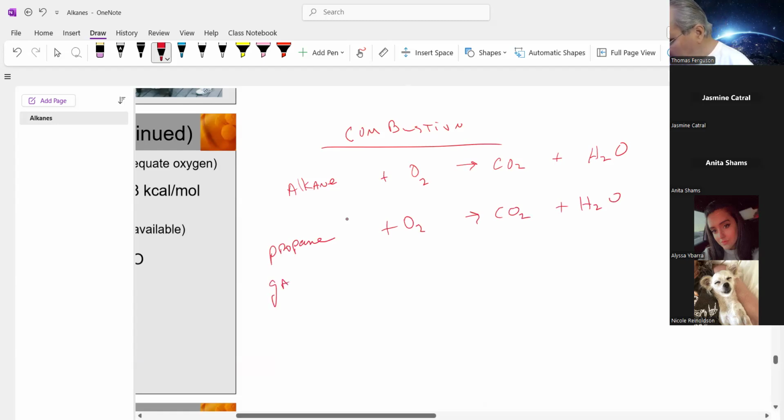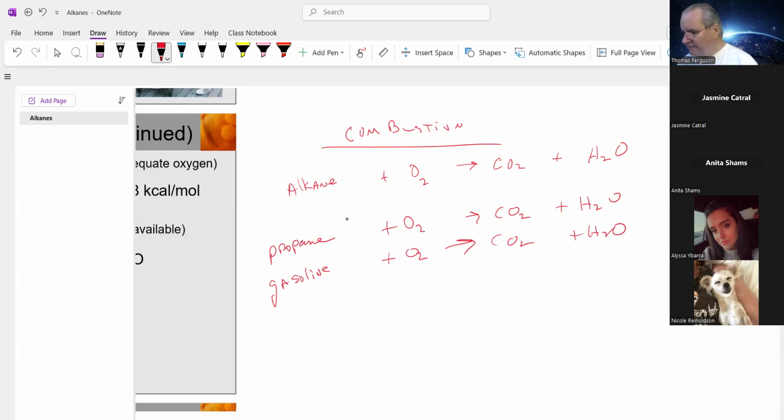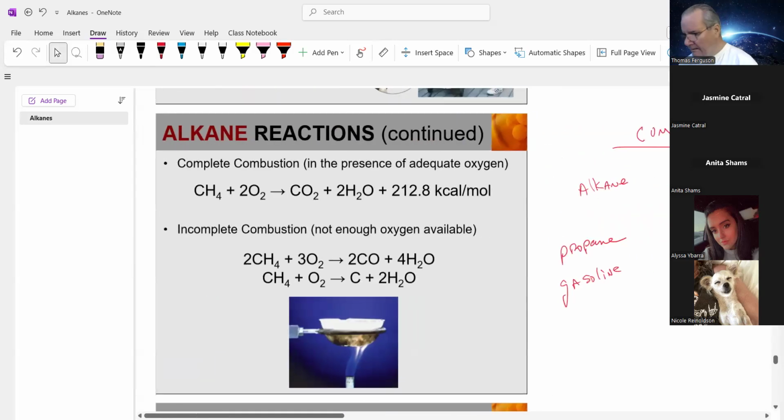If I have gasoline, same thing. Different amounts depending on the complexity of the alkane, but when it burns completely, you're going to end up with carbon dioxide and water. Completely, okay? Key word there. Sometimes the reaction of combustion is not complete because we lack available oxygen.